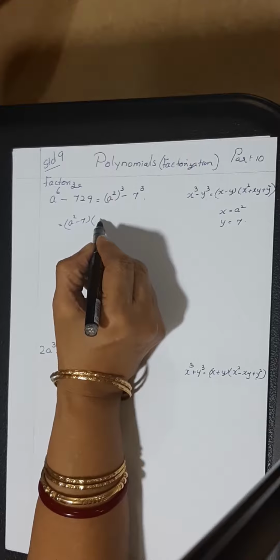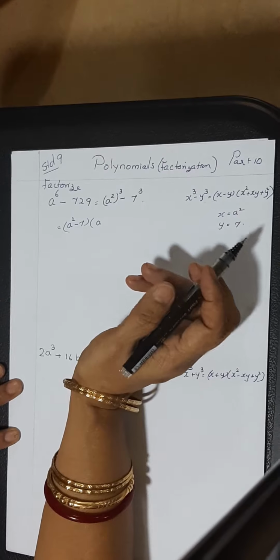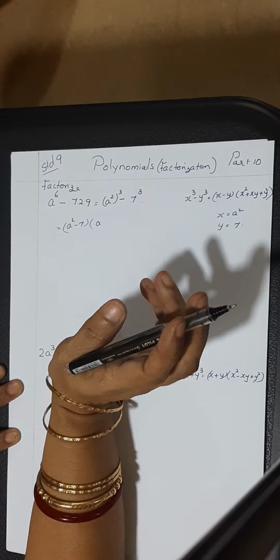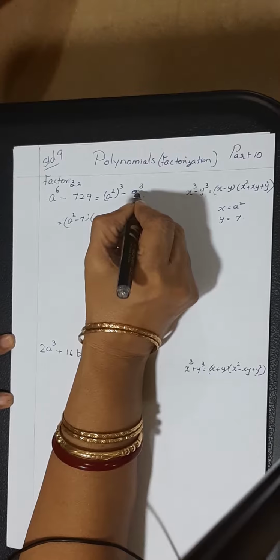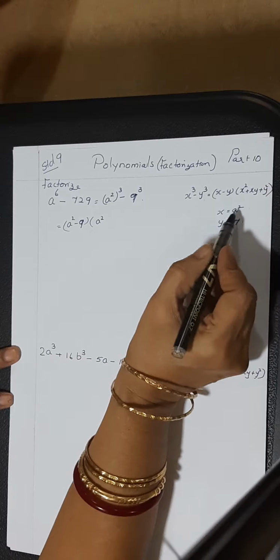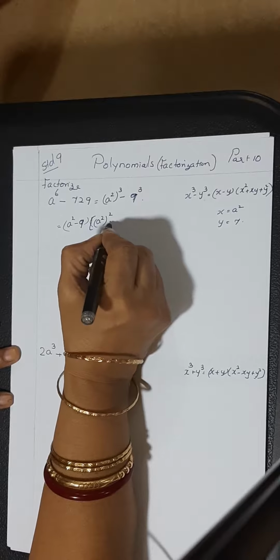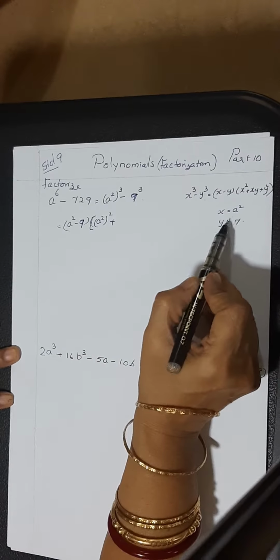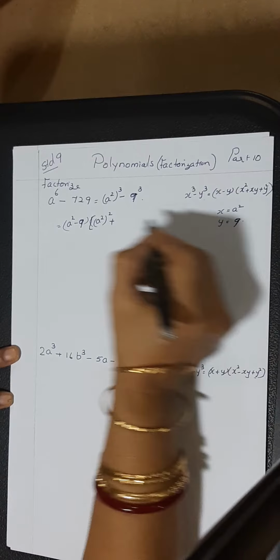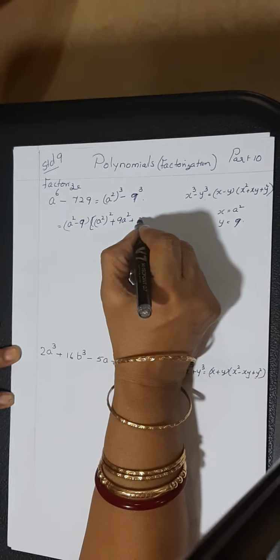into, this is 9 cube, 729 is 9 cube. So a squared minus 9 into a squared the whole squared. So a squared the whole squared plus xy. So a squared into 9a squared, then plus y squared. So y squared is 9 squared.